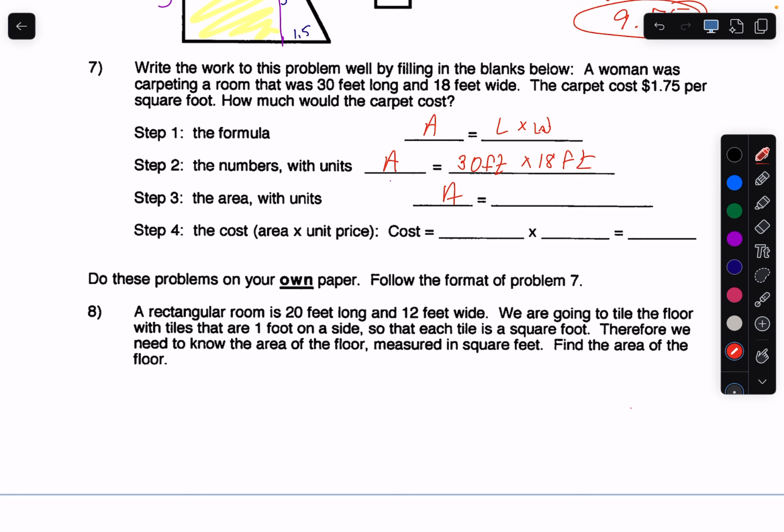30 times 18 is 540 square feet. Once you do the multiplication, foot by foot is square foot, so make sure that you put the little 2 there. That means that you would need 540 squares that are a foot by a foot.